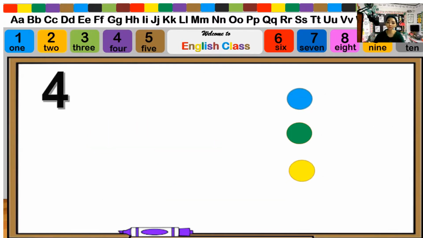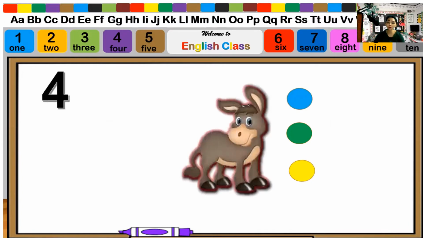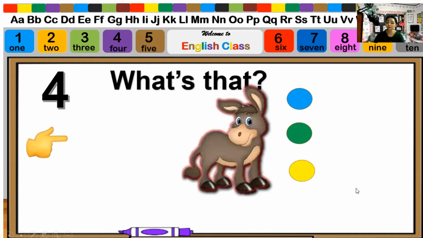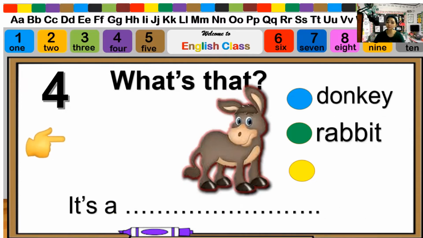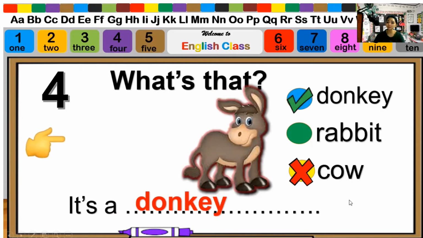Number 4 question. Let's look at the picture. What should be the question? What's this or what's that? Good job. What's that? Because it's far. And then the answer will be, it's a donkey, rabbit, or cow. Is it a cow? Let's check. Oh no, it's not a cow. Let's try donkey. Is it a donkey? Yay, it's a donkey. Very good.